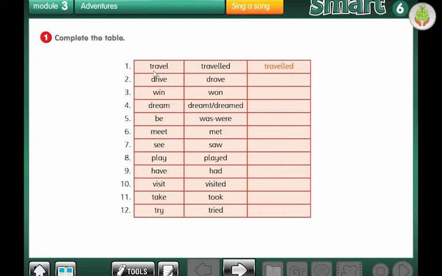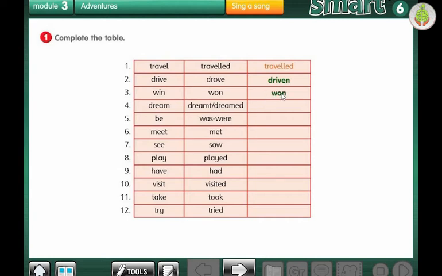Okay, so travel in the past becomes traveled. In the past participle it stays the same, traveled, because it's a regular verb. Now let's go to number 2. We have drive. In the past, drove. In the past participle it becomes driven, driven. Number 3, win, won. In the past participle it stays the same, won.